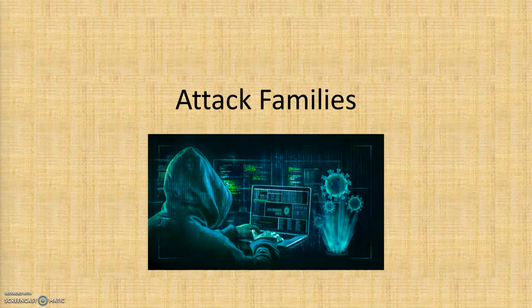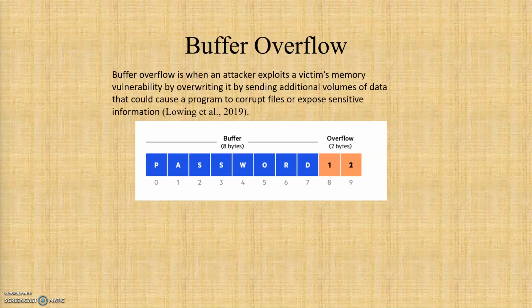Now we will move on to the attack families. The first attack family is the buffer overflow. Buffer overflow is when an attacker exploits a victim's memory vulnerability by overriding it, sending additional volumes of data that could cause the program to corrupt files or expose sensitive information. If an attacker were to know the system's memory layout, they could maliciously send extra bytes of code to override a pointer that will gain access to the system.